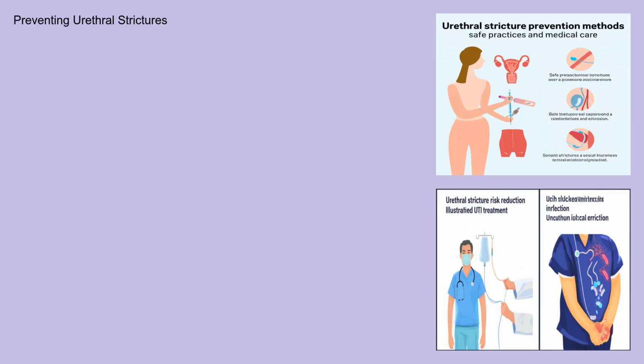Preventing urethral strictures focuses on minimizing risk factors. Practicing safe sex can reduce the risk of sexually transmitted infections. Using proper technique during urethral catheterization can minimize trauma. Prompt treatment of urinary tract infections can also help prevent complications. In individuals with a history of pelvic trauma, careful monitoring and appropriate management are crucial. Avoiding self-instrumentation or unnecessary urethral procedures is also recommended.